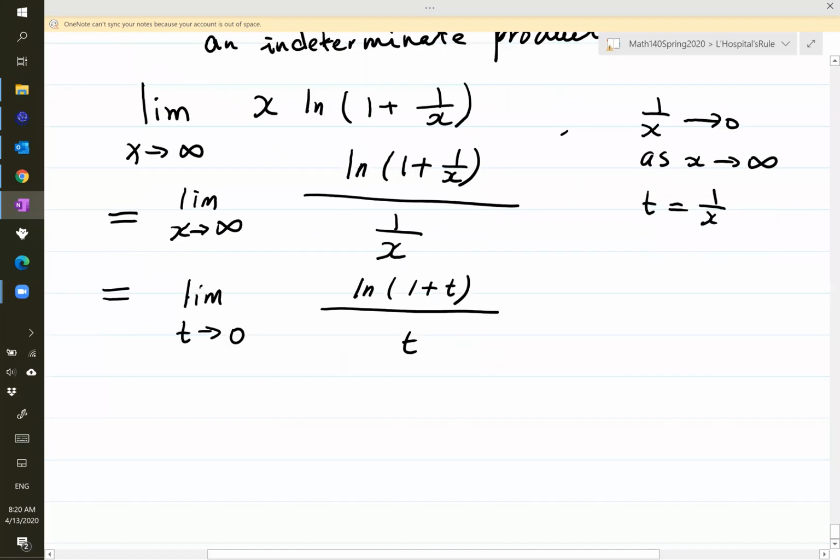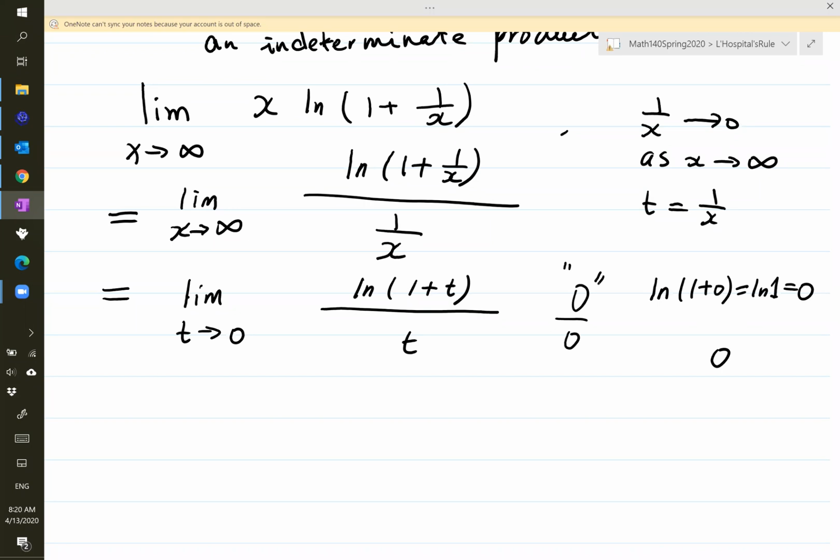And this example we already did last time. If you plug in t equals 0, we get ln of 1 plus 0, which is ln 1, and ln 1 is 0. So this is of the type 0 over 0. For infinity over infinity or 0 over 0 types, we can apply L'Hopital's rule. So differentiate with respect to t.